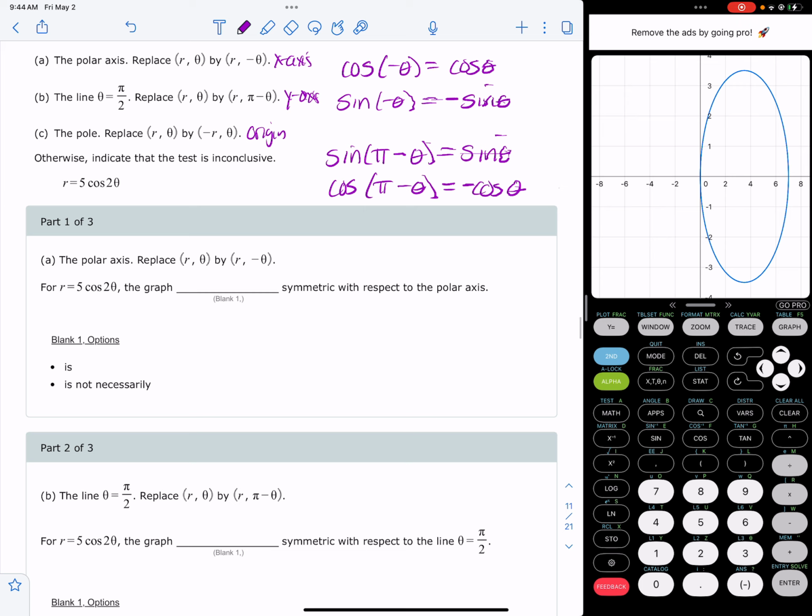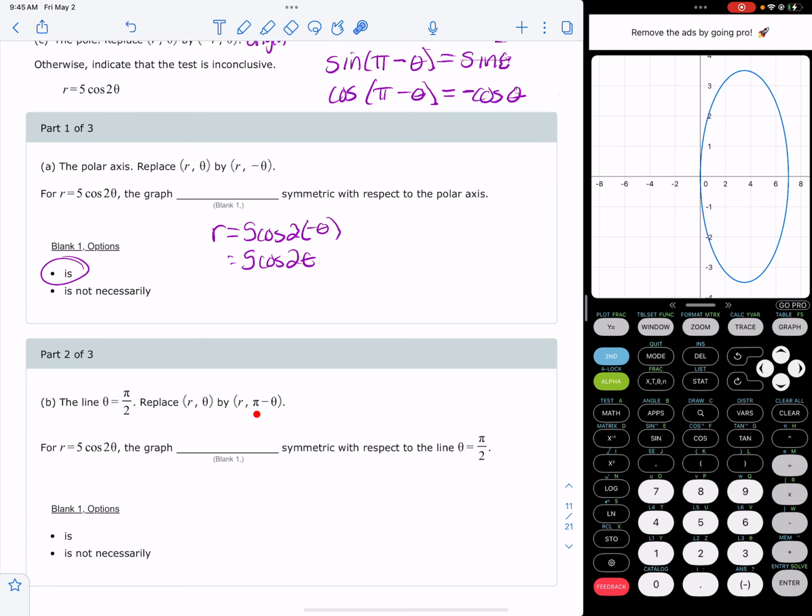Okay, so take our function, replace theta with negative theta, see what happens. Well, for cosine, if you have a negative on your theta, it's the same as not having it. So that would be 5 cosine of 2 theta. This matches this, so we can say that it is.